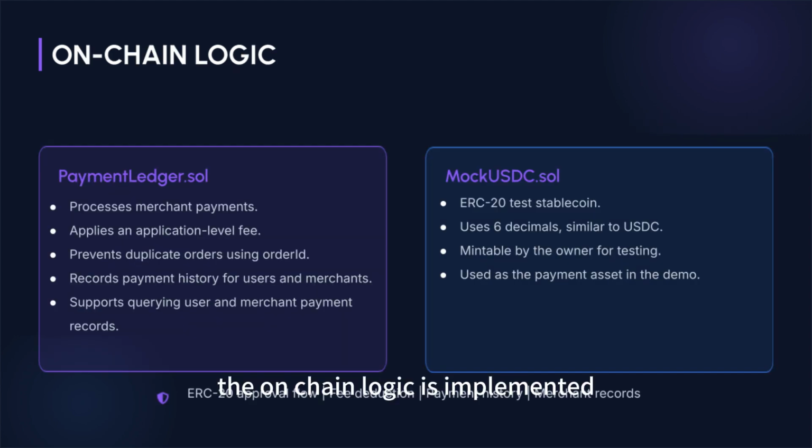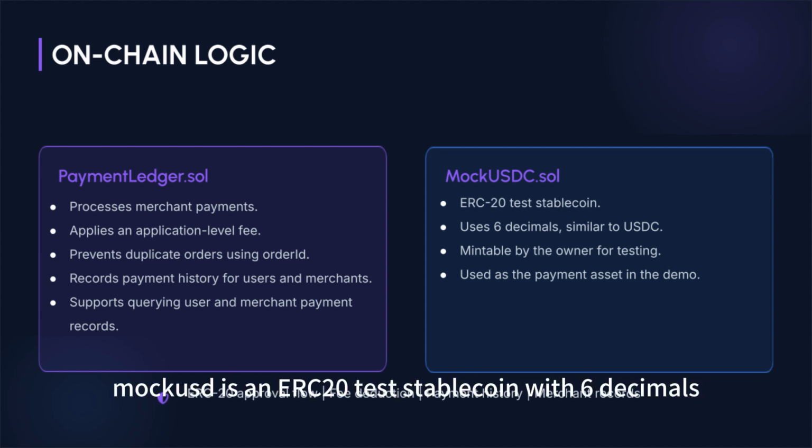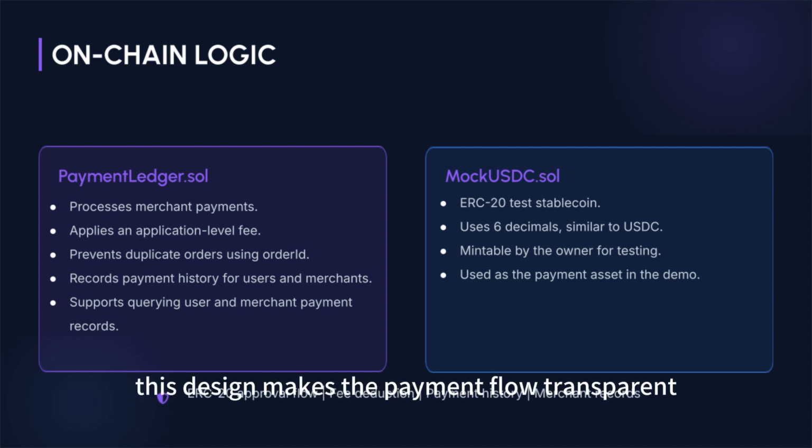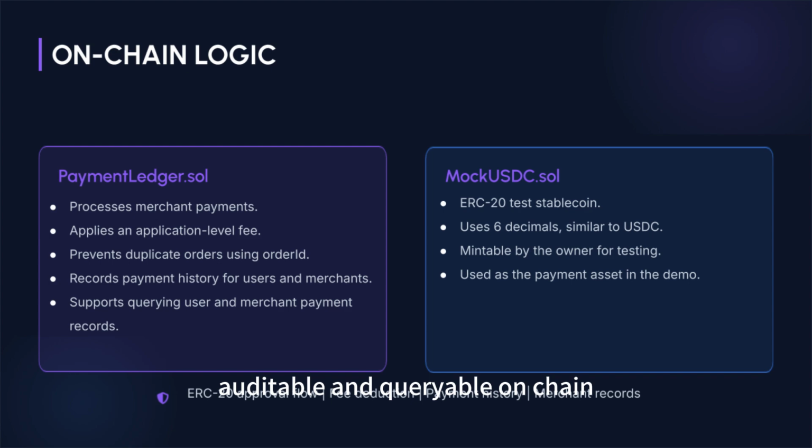The on-chain logic is implemented through two smart contracts. MockUSD is an ERC20 test stablecoin with 6 decimals, similar to real USDC. It is used as the payment asset in our demo. PaymentLedger is the main payment contract. It processes merchant payments, applies an application-level fee, prevents duplicate orders using order IDs, and records payment history for both users and merchants. This design makes the payment flow transparent, auditable, and queryable on-chain.